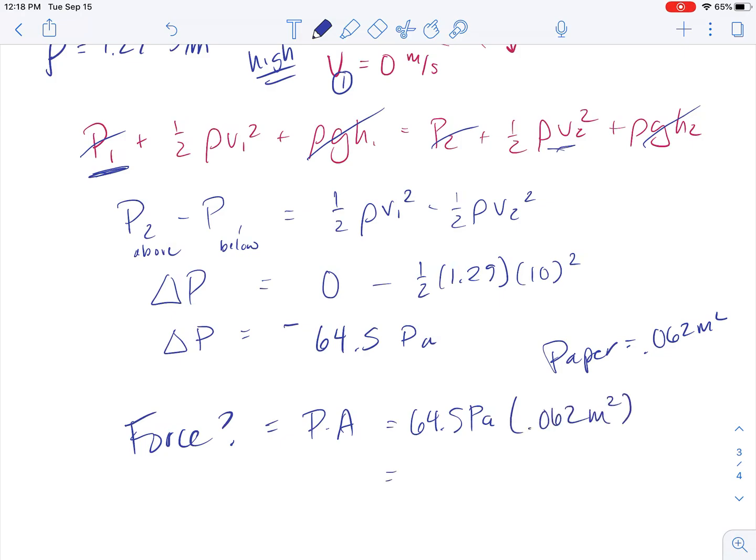By the way, when I have questions, I Google them. Google is the best thing ever. I encourage you to do the same. So the force is about 4 newtons. So there's about 4 newtons of force on that paper, making it lift.